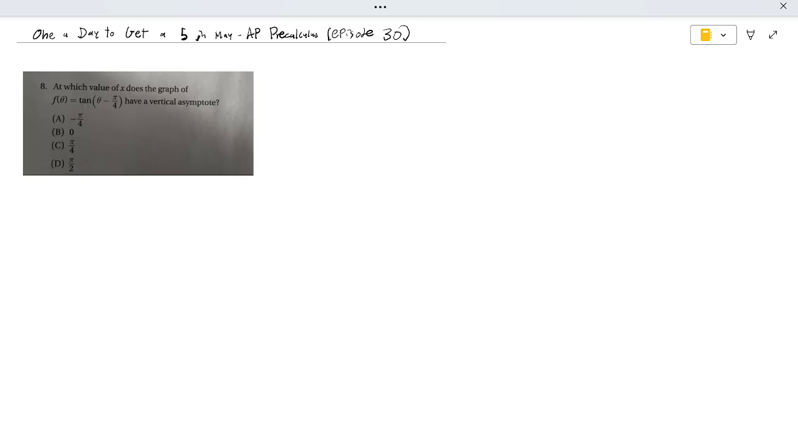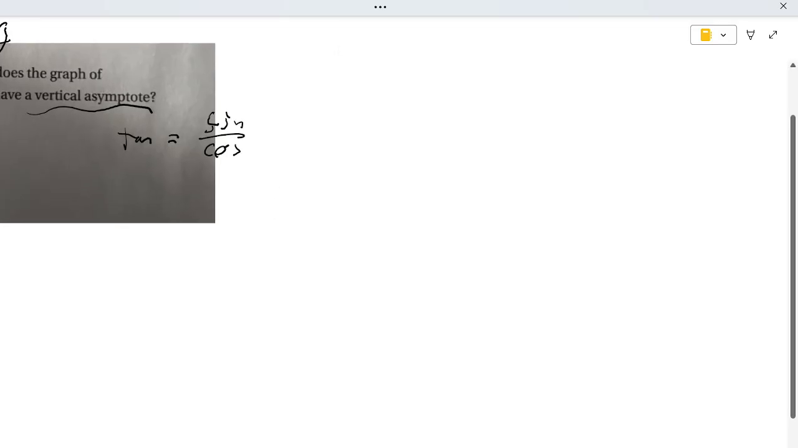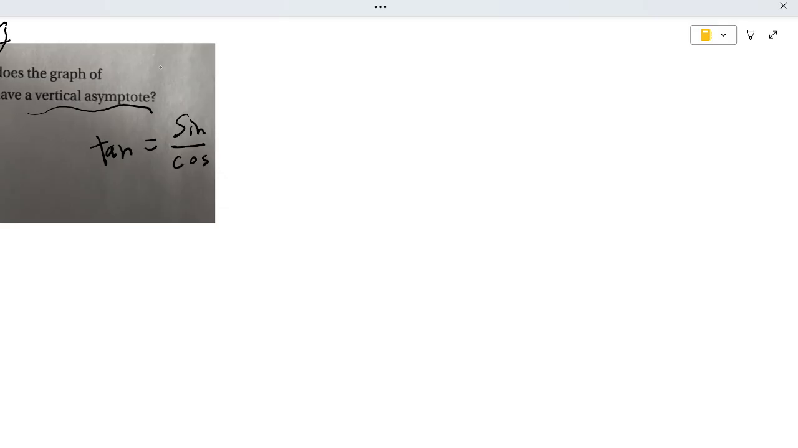We want to know at what value of theta does the graph of f of theta equals tangent of theta minus pi over 4 have a vertical asymptote. The vertical asymptotes of tangent occur because tangent is equal to the sine over the cosine. Tangent is sine divided by cosine.